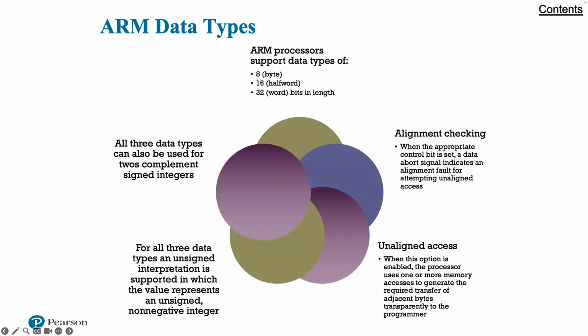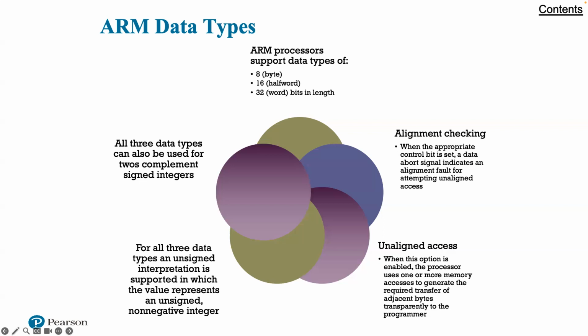Okay, let's talk about the ARM data types. ARM processors support data types of 8 bits, that is a byte, 16 bits, a half word, and 32 bits, a word, in length. Normally, half word access should be half word aligned and word access should be word aligned. For non-aligned access attempts, the architecture supports 3 alternatives. The default case: the address is truncated, with address bits 1:0 treated as 0 for word accesses and address bit 0 treated as 0 for half word accesses.